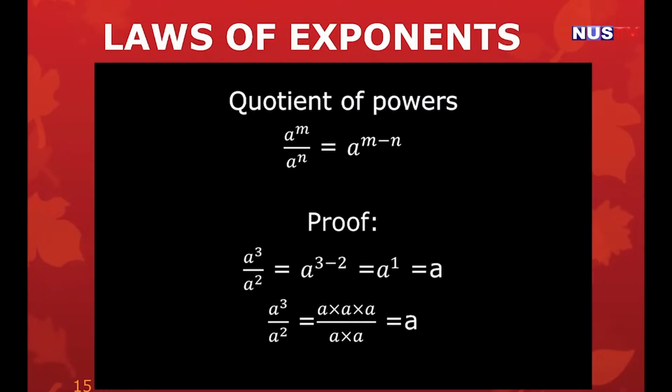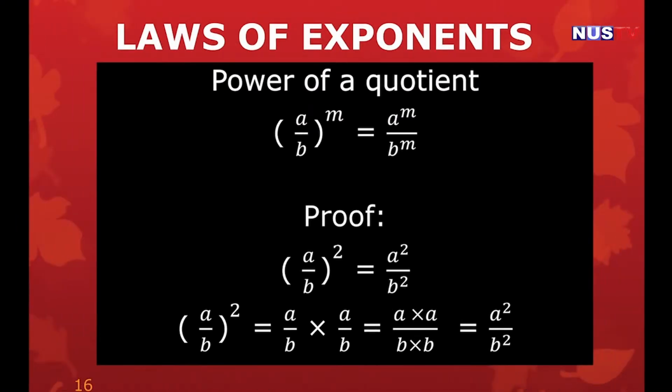Where this law comes from, let's have a look. A to the power of 3 means you are multiplying a 3 times, a times a times a, on top of the numerator. And in the bottom, you have a to the power of 2, which means you are multiplying a 2 times, a times a. Now remember the basic mathematics, you can cancel like terms, because they are all like terms. Cross out the 2 on the top, cross out the 2 at the bottom, and that leaves you only one a. So that's where this quotient of powers is coming from.